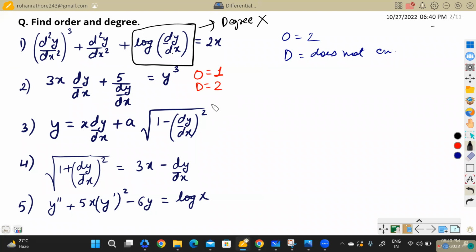So should I take the square root off? Hello, sir. Sir, can you hear me? Rohan, you're not audible. Please unmute yourself. Oh, sorry. Am I audible now?